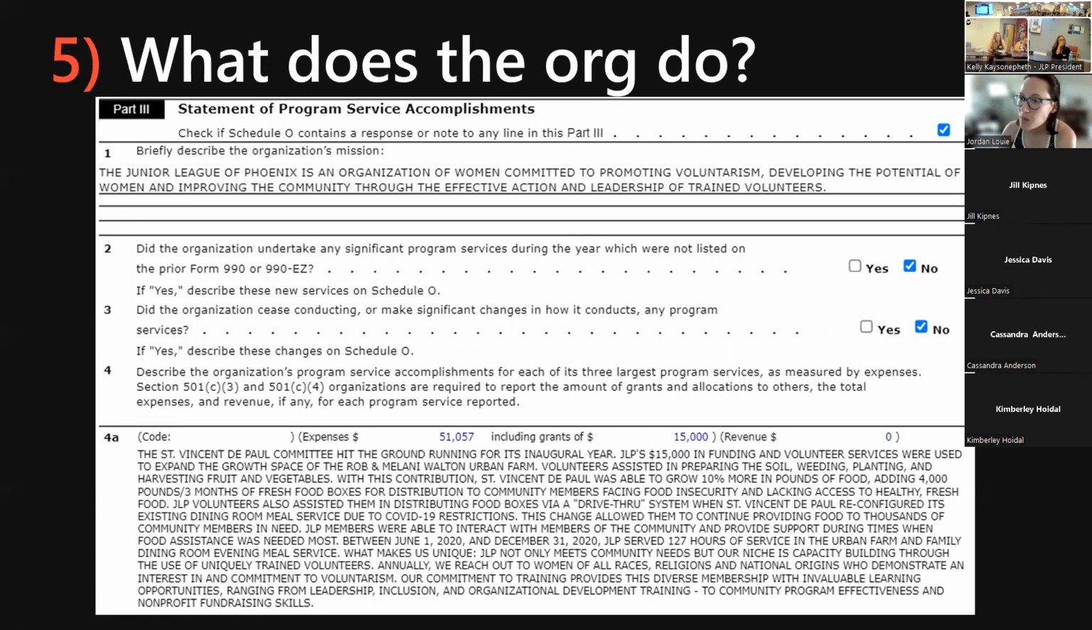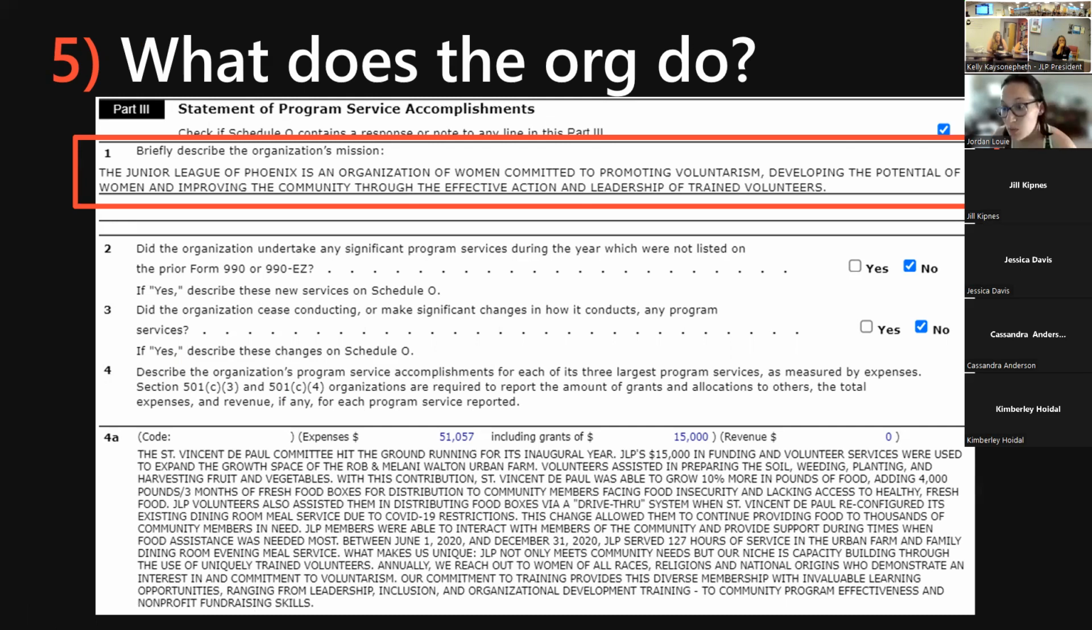You're not gonna keep scrolling. We are in part 3, statement of program service accomplishments. So PSA, program service accomplishments, it's changed. This is a section about program expenses. The organization should be able to describe its programs and activities. And if it sounds shady, it probably is. It should make sense.